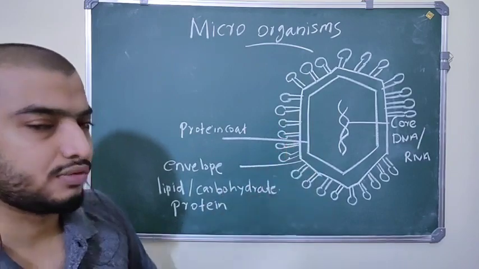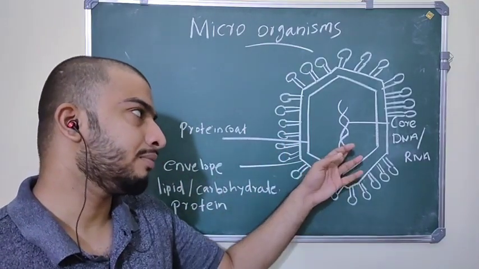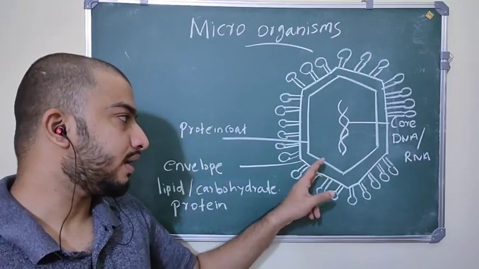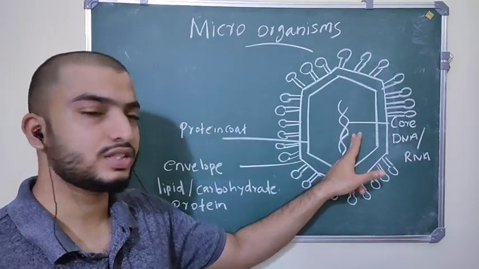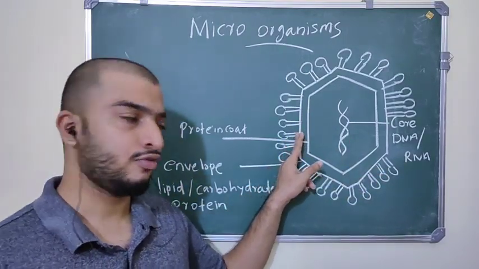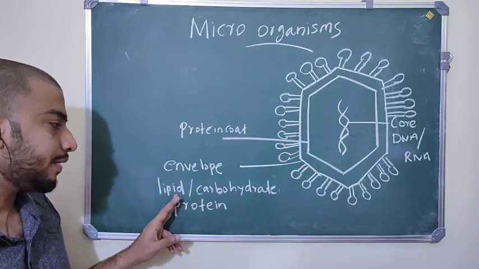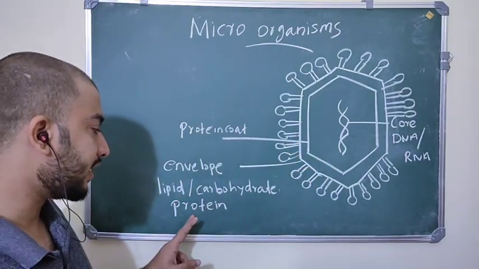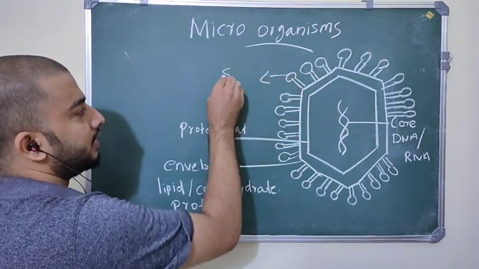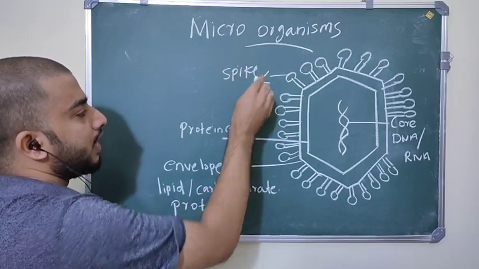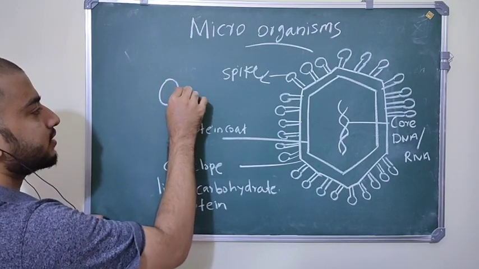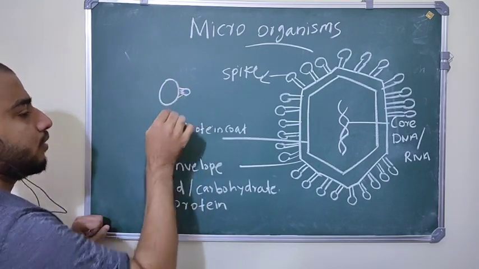So this is the structure of the virus. They have genetic material that is called core DNA or core RNA, and they have a protein coat. This protein coat protects the genetic material. And some viruses have an additional envelope. This envelope may be made up of lipid, carbohydrate and protein, and it bears spikes. These spikes are used to attach to the host cell. If this is the host cell, they use these spikes to attach to it.